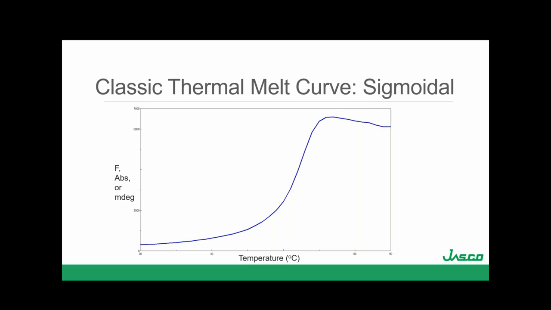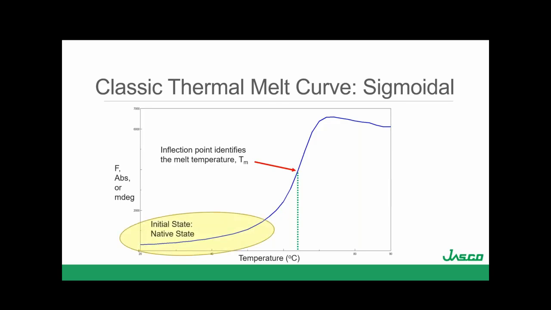Taking a look at just the classic thermal melt curve, most of them are going to have this kind of sigmoidal shape. And we're going to be looking at fluorescence, absorbance, or millidegrees versus temperature. The inflection point identifies the melt temperature, or TM. And we have three regions, basically, right? You can kind of see that. We have an initial native state region, we have a region of transition, and we have a final state.